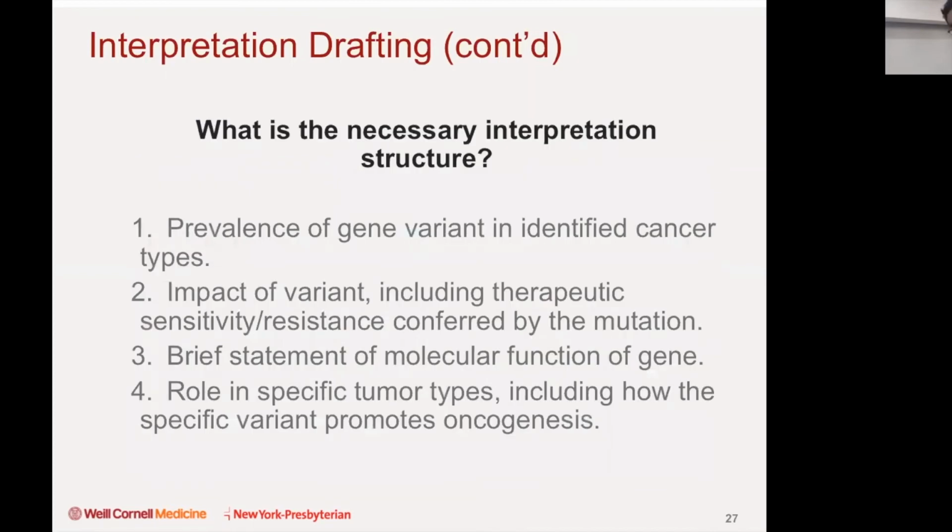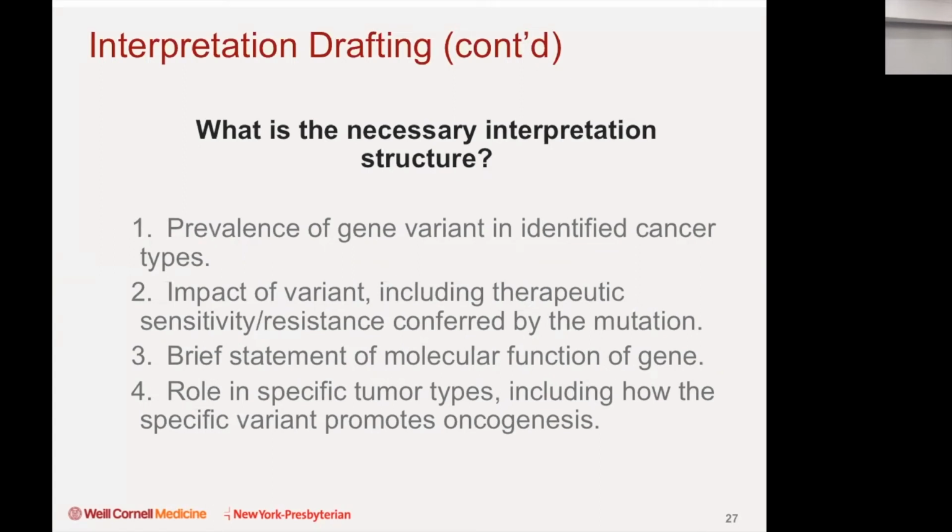So what is the structure of the interpretations that we would like you to submit? Four points, just like what Anna said. In fact, these are the exact same four points that Anna had mentioned, in a slightly different order. The first two points that we want you to focus on are the prevalence of the gene variants and their prognostic or therapeutic significance. Why is that? Well, that's because those are the most relevant bits of information for clinicians.